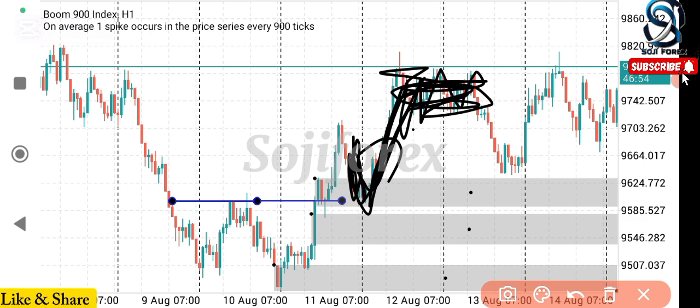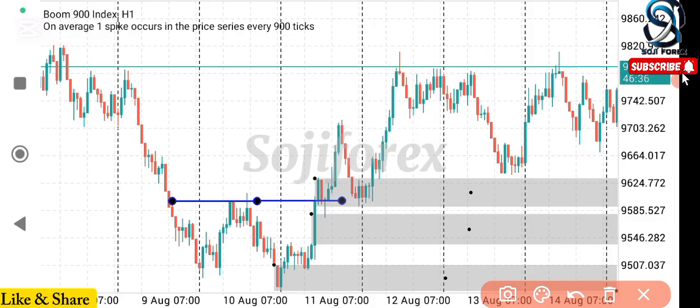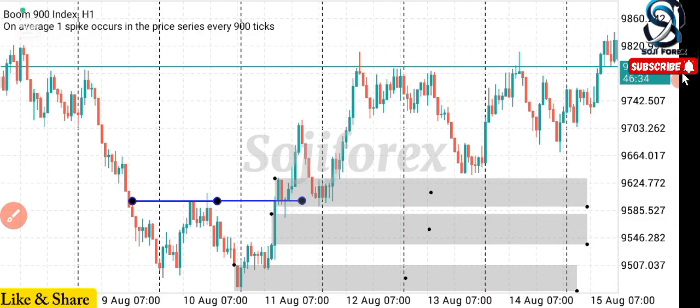So what do we do? We now connect here. Now this is our swing low, this is our higher low, and here is our swing high, this is our higher high. So we are going to connect our Fibonacci retracement 100 level here, and then the 0 level at the higher high. So that's exactly what I will be doing now.